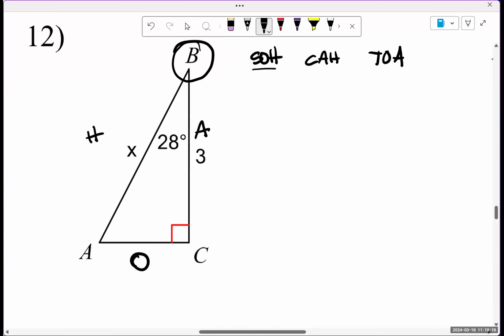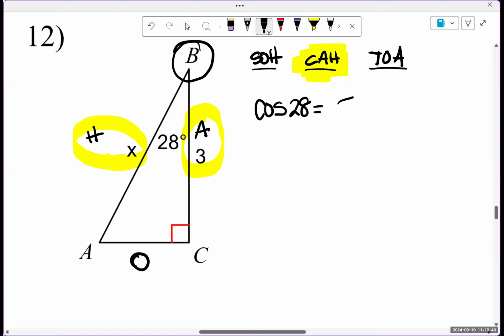We have to choose sine, cosine, or tangent. It looks like I have adjacent and hypotenuse. Adjacent and hypotenuse: cosine. Cosine of 28 is adjacent over hypotenuse.